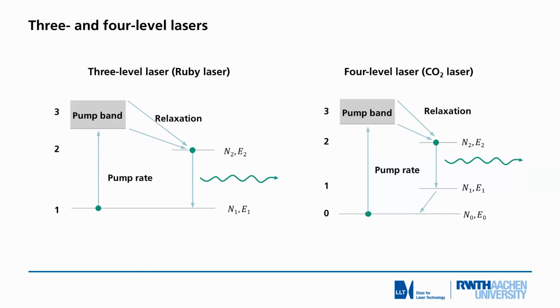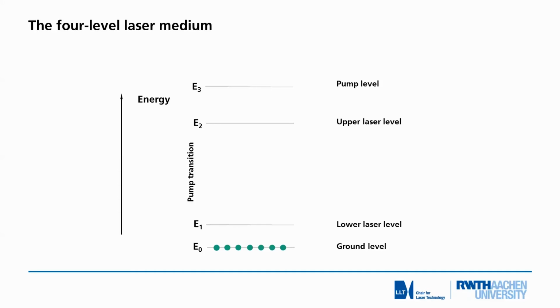If we now look at real systems, usually we differentiate them into 3-level systems or 4-level systems. And we will take a little closer look into one of these systems in order to understand what's happening. For example, the 4-level laser medium. In this case, we have 4 states. We have a ground level, in which all the atoms or molecules of our active medium start. Then we have a pump level.